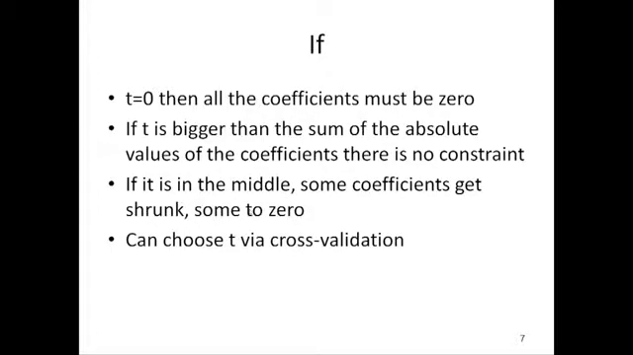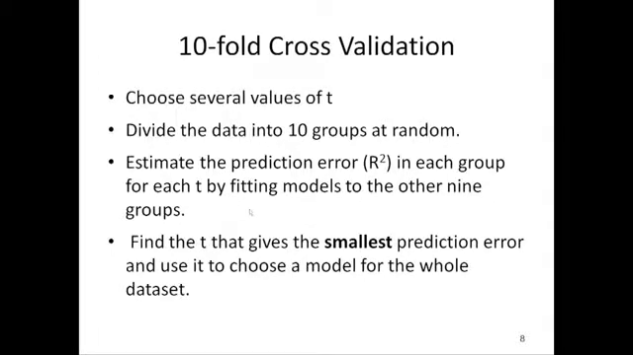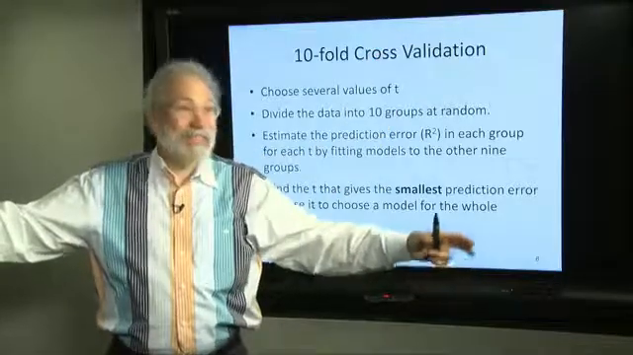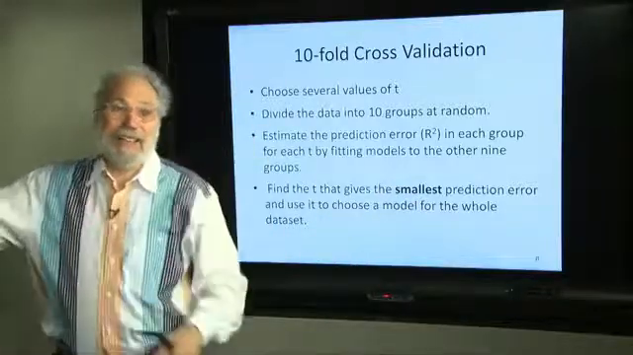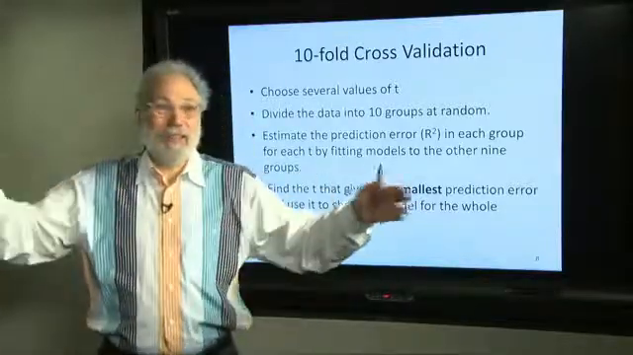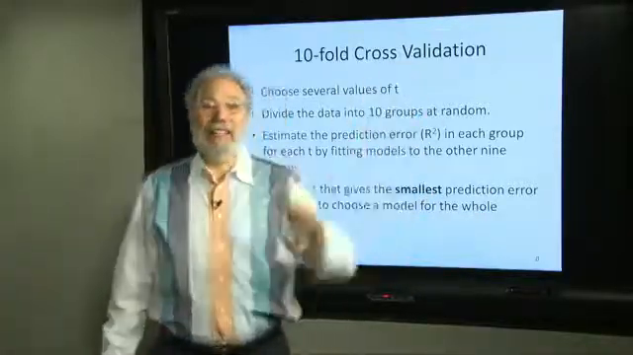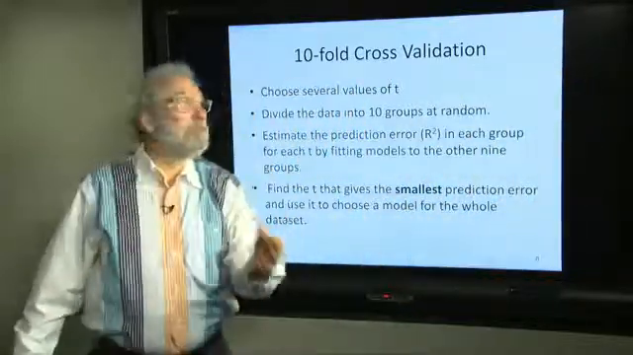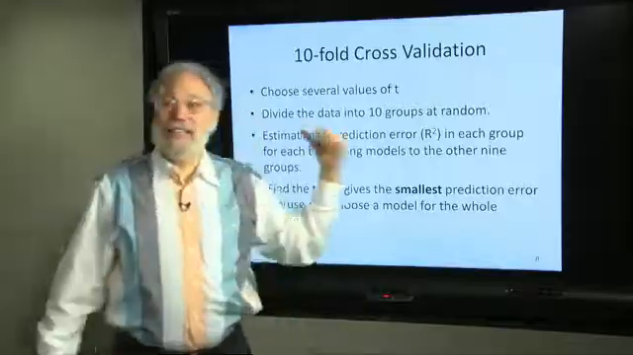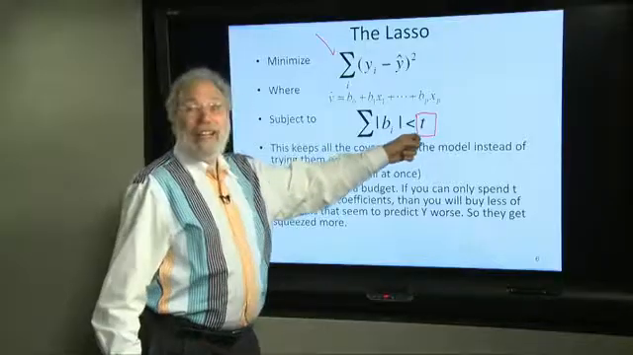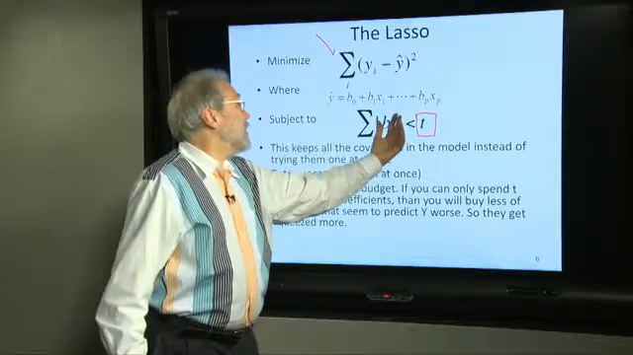By cross-validation. So what do I mean by that? Tenfold cross-validation is what's typically done. It's a good way to do this. I take my data set and I divide it into 10 chunks of equal size. The first 10%, the second 10%, up to the last 10%. Just randomly group people into 10 groups, okay? Now, take a value of t out of the air. Put it in there, right? So now I'm going to squeeze the betas.